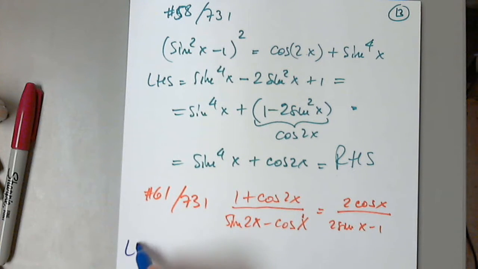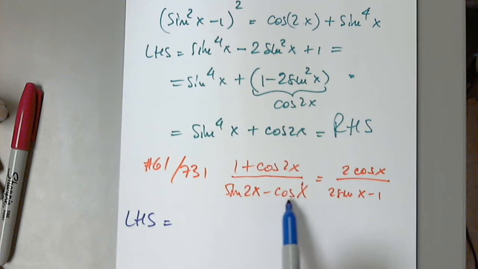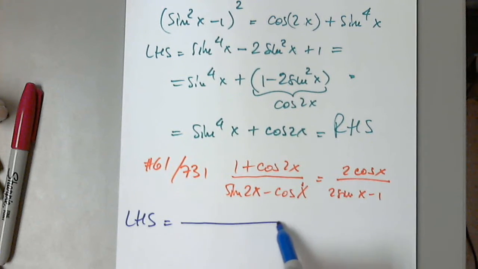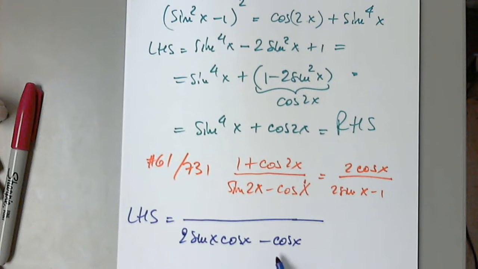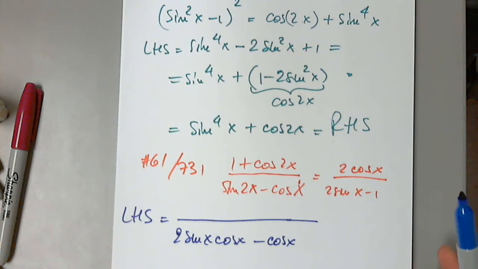So with the left-hand side again, I will change cosine twice x, but maybe not before I change sine twice x. Let's do that first, because this is 2 sine x cosine x minus cosine x. Of course, I will factor out what? Cosine x, yes. And we have several options. We have 3 options for cosine twice x. Which one will I use? I don't know.